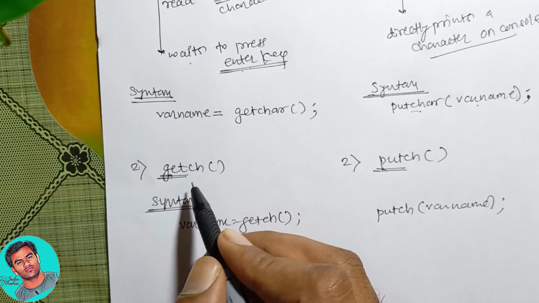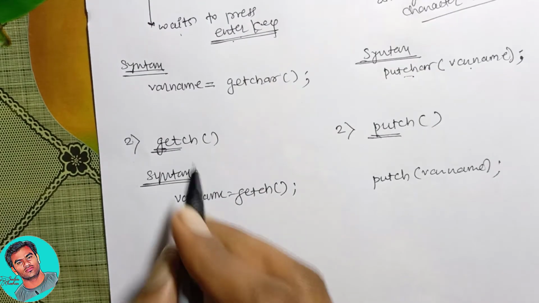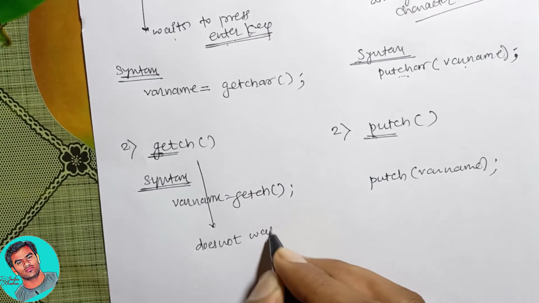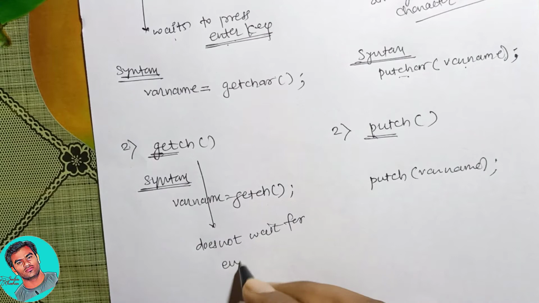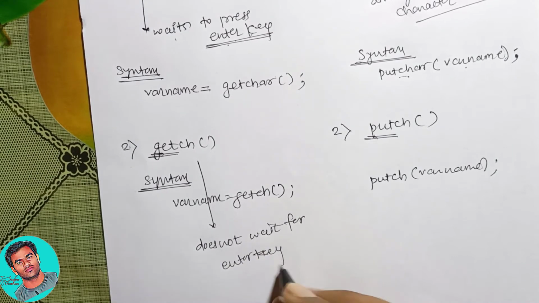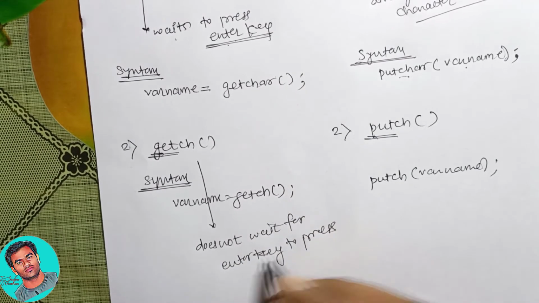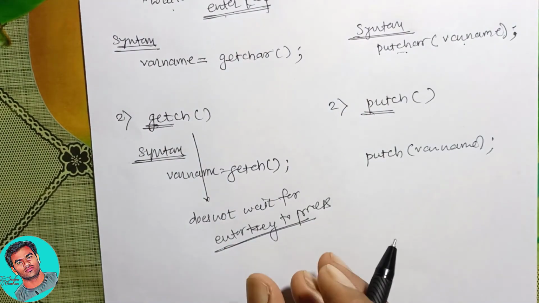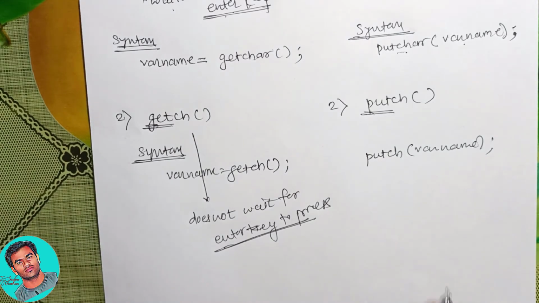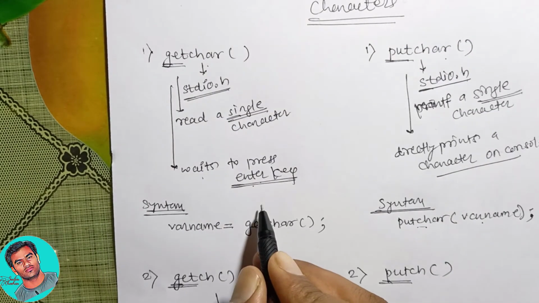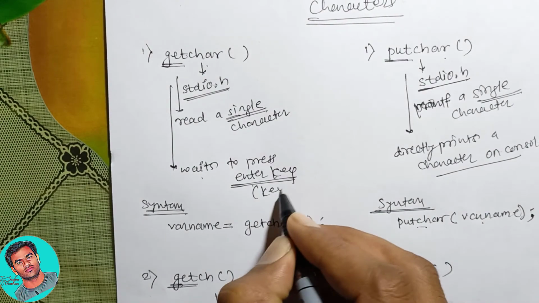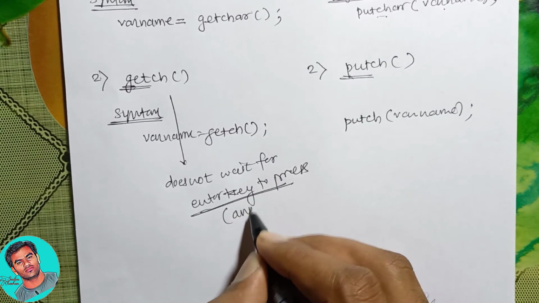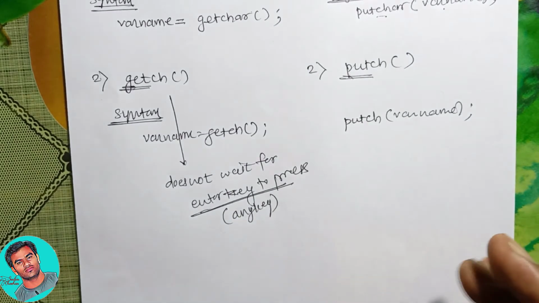Now you might have a question: why are we writing getchar separately and getch separately? There is a difference: the getch function does not wait for the enter key to be pressed. As soon as we hit any key, it goes directly to the input prompt. Whereas getchar waits for the enter key.